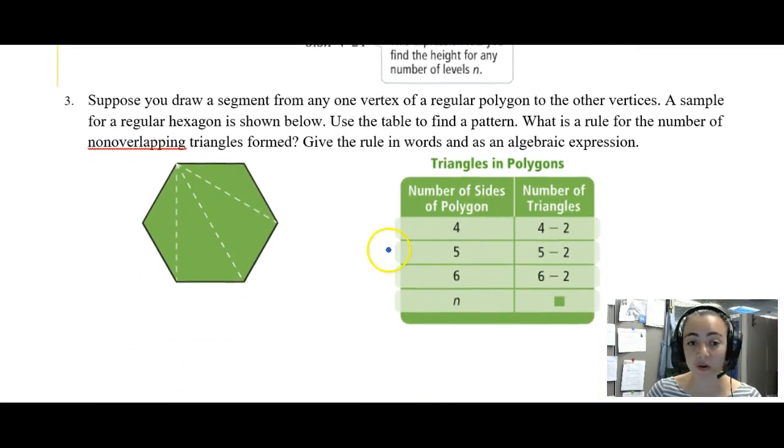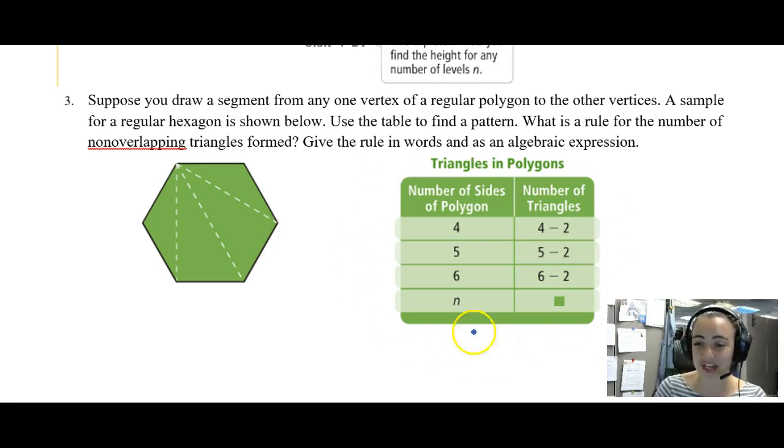So now that we've answered that whole question there, I want you to try one on your own. So again, make sure that you pause this video and try question 3. This time it's suppose you draw a segment from any one vertex of a regular polygon to the other vertices. A sample for a regular hexagon is shown below. Use the table to find a pattern. What is the rule for the number of non-overlapping triangles formed? Give the rule in words and as an algebraic expression.